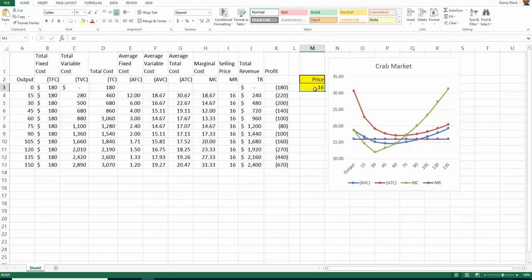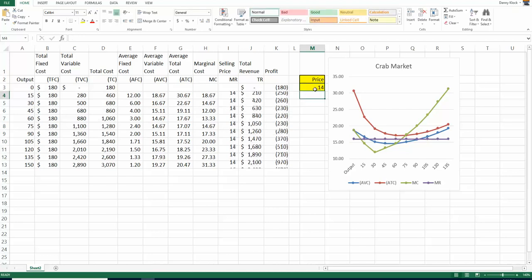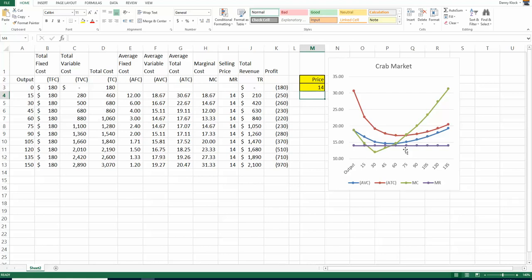Let's see if we go down to 14. Bang! Oh, that is bad news. And I can see my marginal revenue line here is below my average variable cost, and that is bad news. And we can check it out here where marginal revenue is closest to marginal cost, right here at output of 60. So my profit maximization is negative 220, but then it would make sense to shut down, right? Because instead of losing 220, if I shut down, I'm only losing 180. So it's a quick graph and Excel spreadsheet to figure out this pure competition.